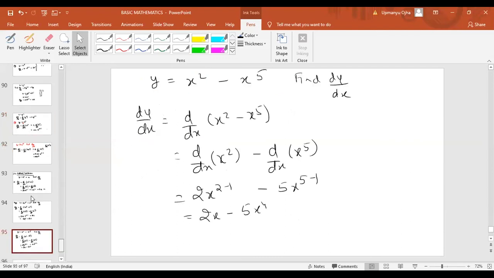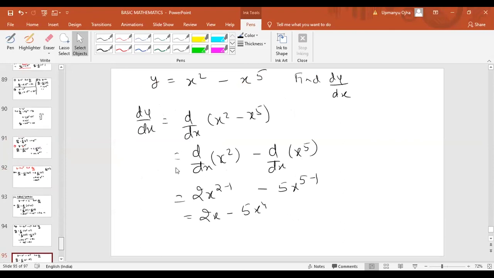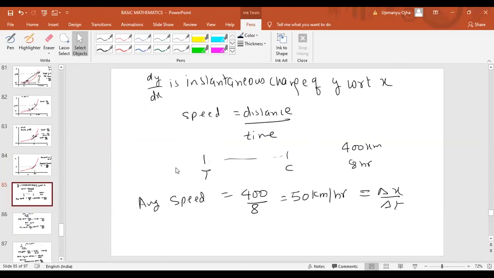Now you have to see slide 83. This is the 83 slide. Then 85. See, whenever x square is given to you, 2 minus 1 is 1. Simple mathematics we are doing.